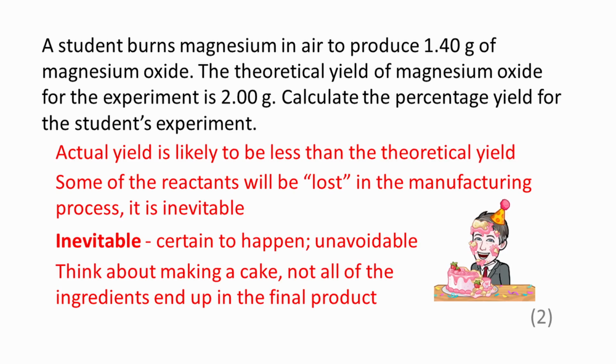The actual yield of a chemical reaction is likely to be less than the theoretical yield. Some of the reactants will be lost in the manufacturing process. It is inevitable. This means it's certain to happen, unavoidable. Think about making a cake. Not all of the ingredients end up in the final product.